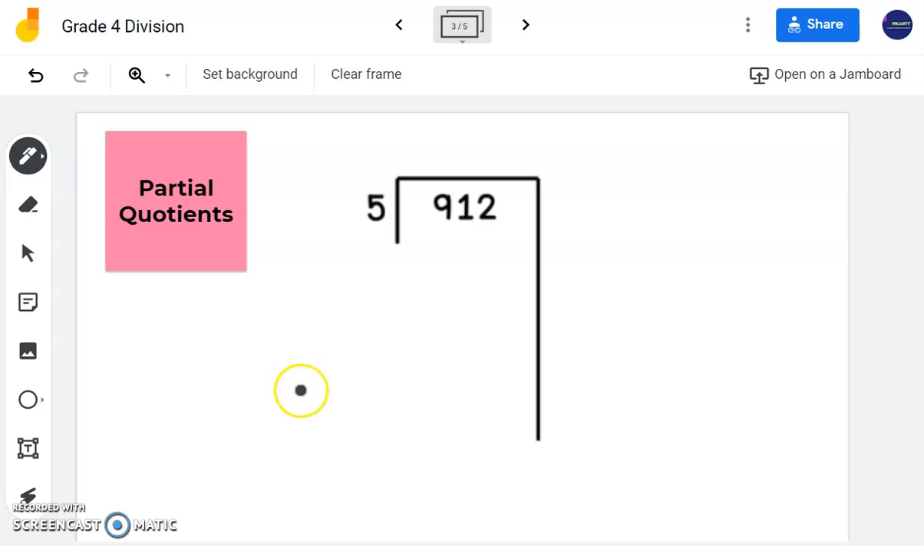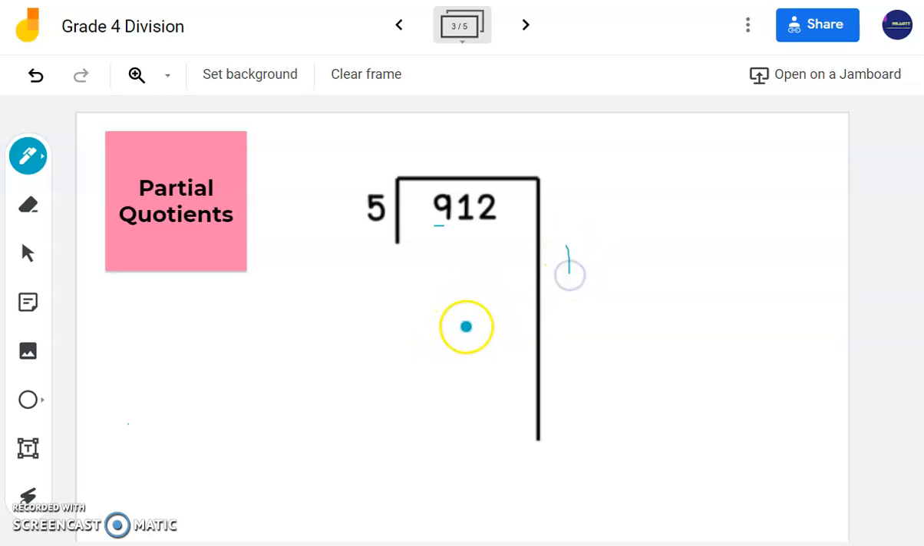In this next problem, we have 912 divided by 5. We have 912 as my dividend, 5 as my divisor. Now let's do my first step in blue. I'm going to focus just on this 9 here. 5 times some number gets me close to or exactly to 9.